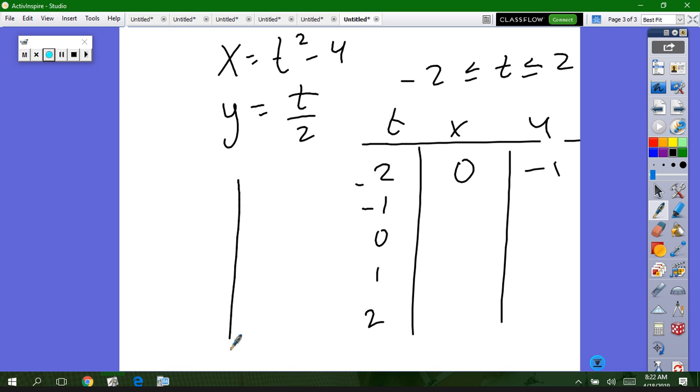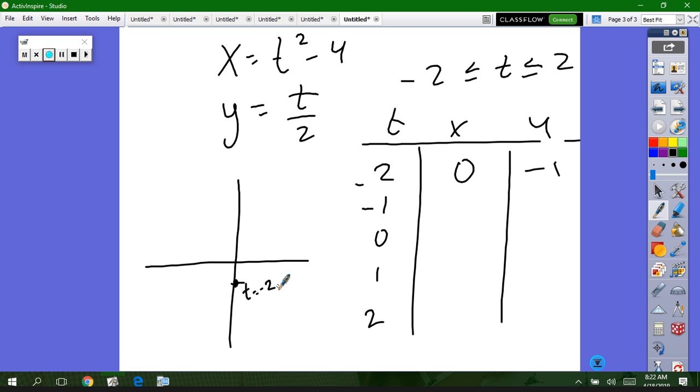So let's graph this at the same time. This is at 0, -1. This is where we started. This was at T equals -2, right? Is everybody with me on that? Yes, because I plugged in the point 0, -1.